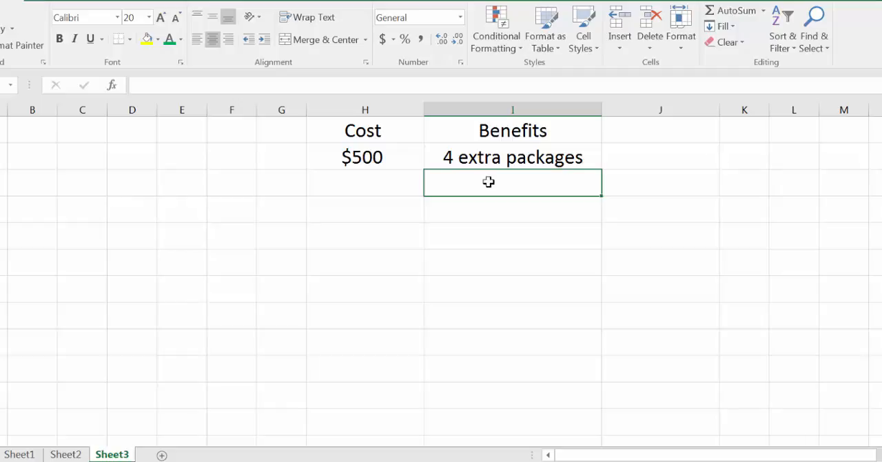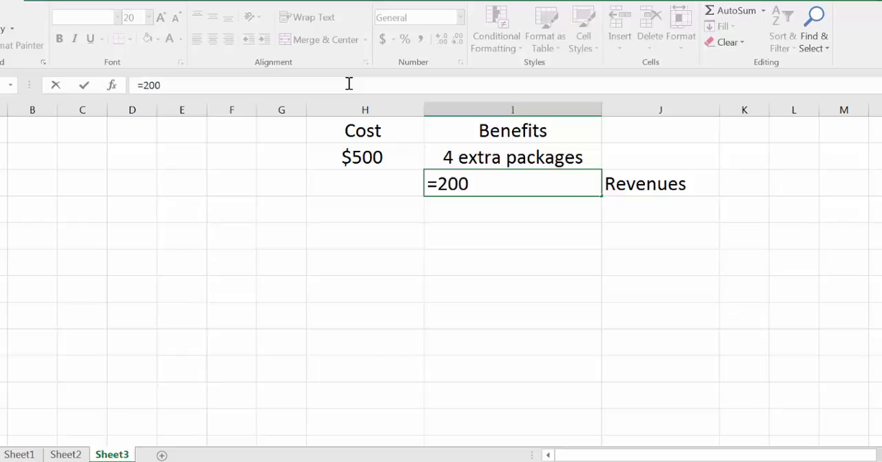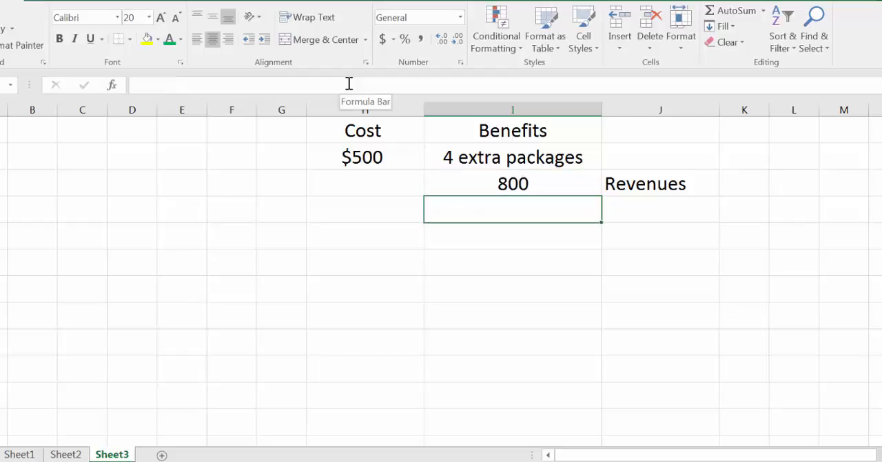So now let's think about for 4 extra packages, how much extra revenues, how much extra profits we're gonna get. That's an interesting issue to look at. So first of all, for 4 extra packages, revenues, we're looking at $200 multiplied by 4 packages. So we're looking at 800 extra revenues.